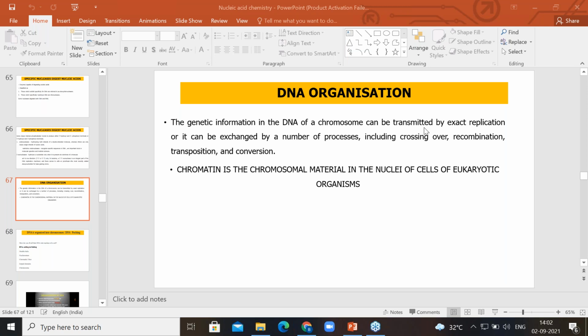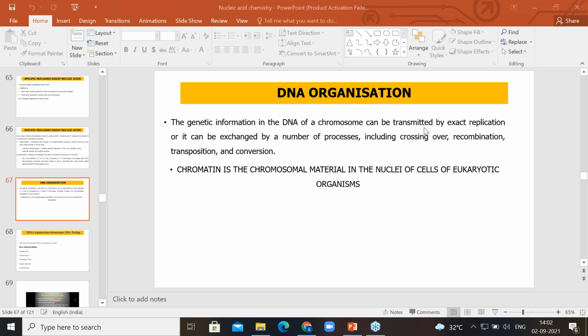Today I will be talking about DNA organization. I have told you that the genetic information present in the DNA molecule is the sequence in which the bases and nucleotides are arranged. That is the sequence of the DNA, and that is the genetic information.